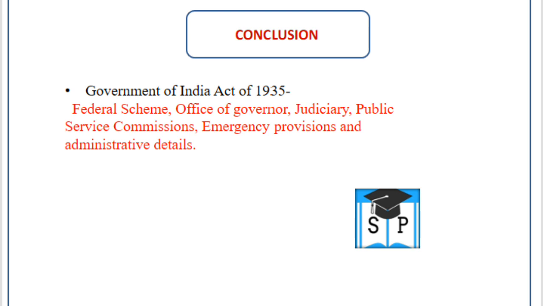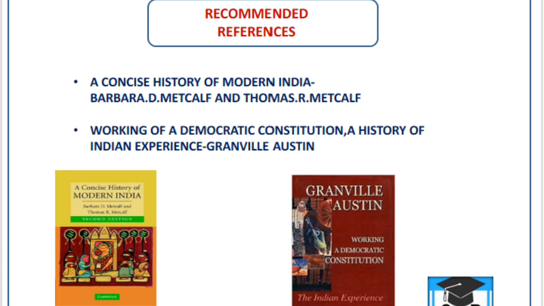Conclusion. The major features of the Indian Constitution were borrowed from the Government of India Act of 1935 and subsequent acts. The features which are borrowed from the Government of India Act of 1935 are Federal Scheme, Office of Governor, Judiciary, Public Service Commissions, Emergency Provisions and Administrative Details. Now we are coming to the end of this video.